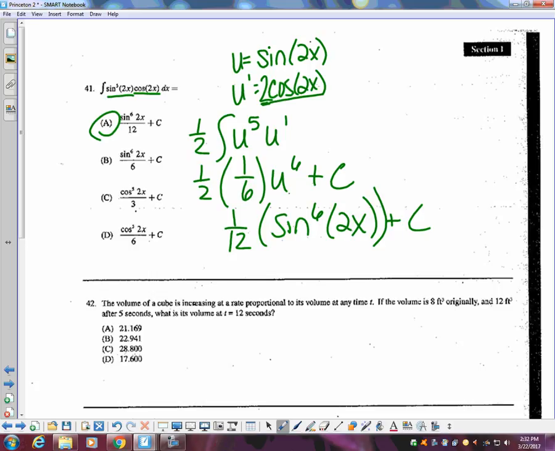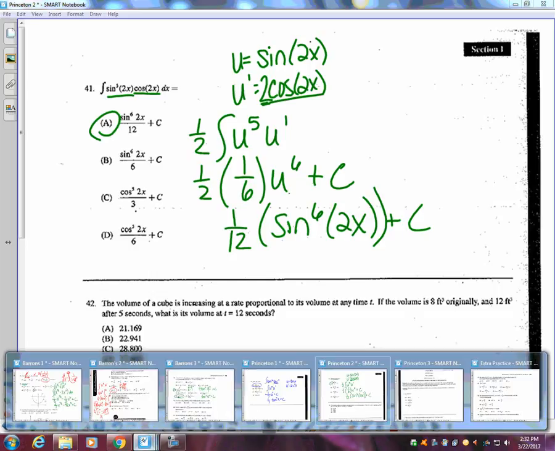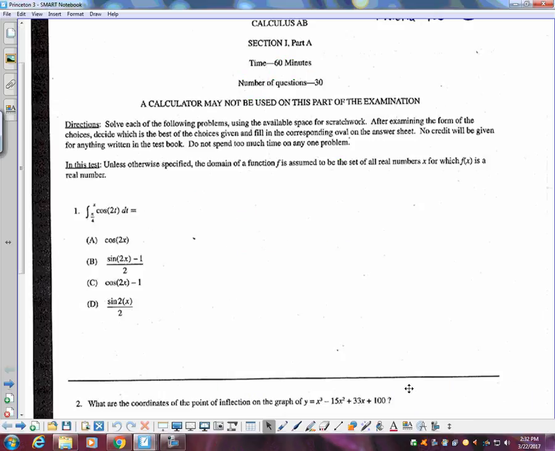Okay. Now we're going Princeton 3. And we're starting with number 1.